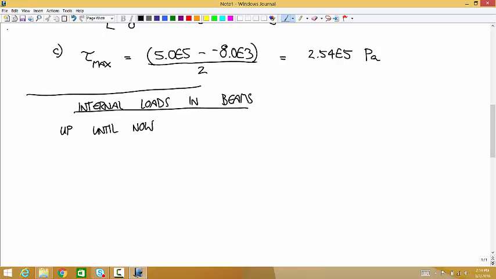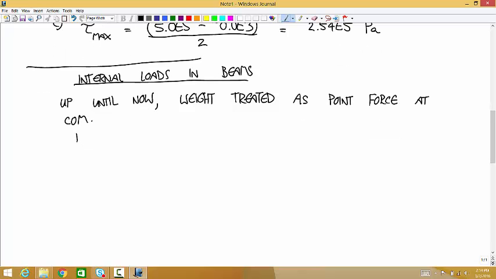And when you're doing internal load calculations, that's an important distinction. So we have to understand when it's okay to take this distributed load that represents the weight and represent it as a point force. So up until now, weight has been treated as a point force at the center of mass. But really, it's a uniform distributed load.